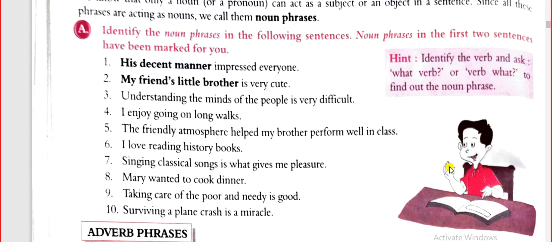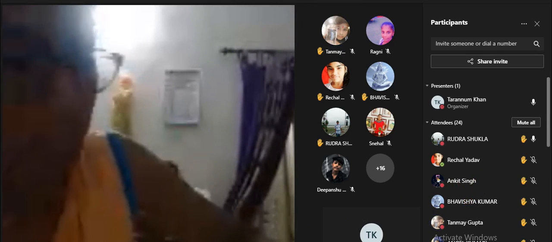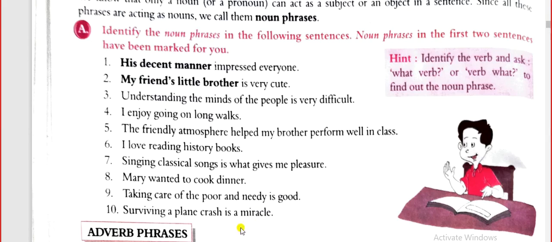So similarly, the moment you have identified that okay, from this word to this word is the noun phrase, you just underline that group of words. Okay? So what should be the answer of 10th? I'm going to ask a specific child. Tanmay, you tell me. Ma'am, the noun phrase is surviving a plane crash. Very good.